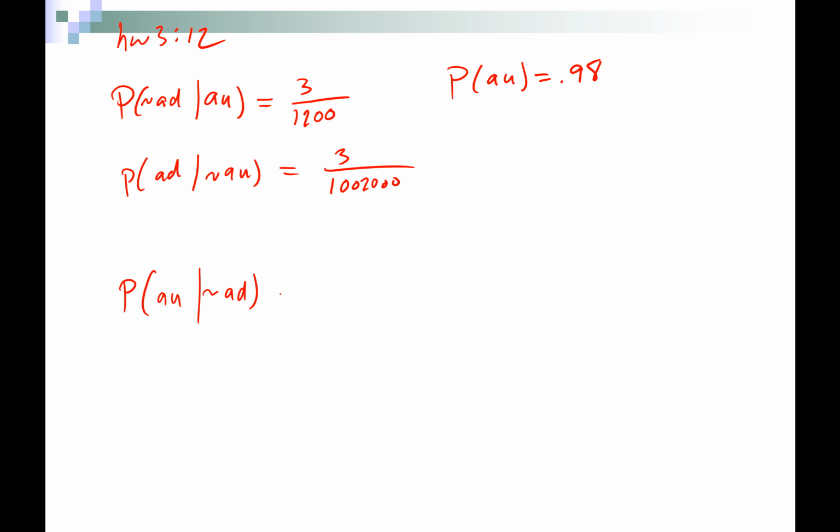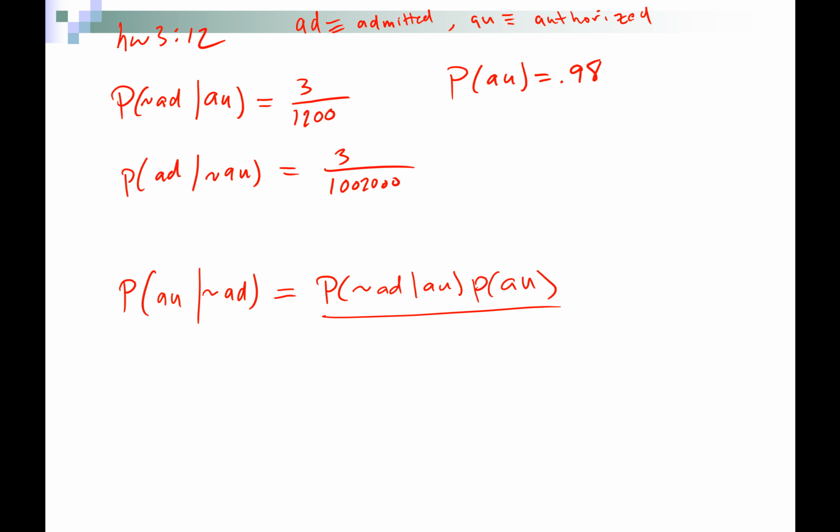We're going to use Bayes' theorem, which says this is the probability of not being admitted given that you're authorized. I should maybe write up here, AD means you're admitted, and AU means that you are authorized. Okay, so Bayes' theorem says probability you're not admitted given that you're authorized times the prior probability that you're authorized, divided by the probability that you're not admitted.